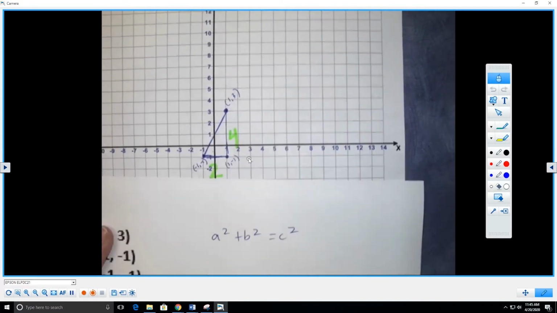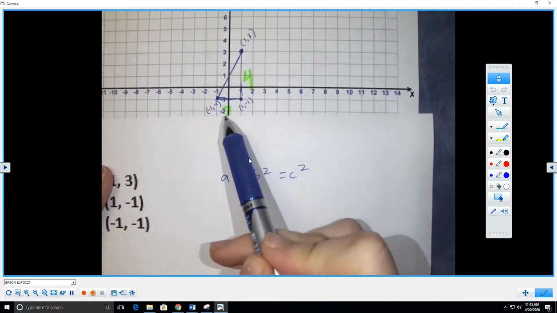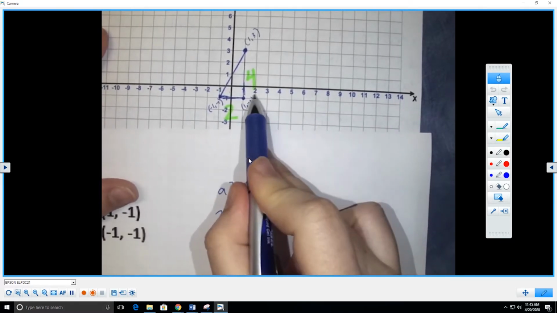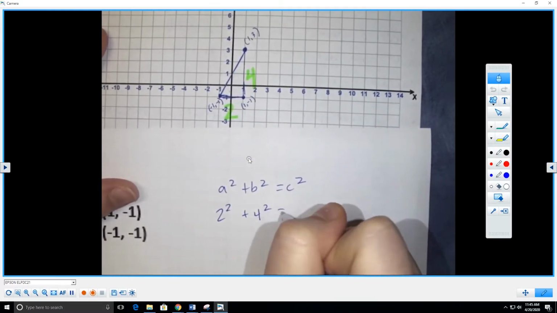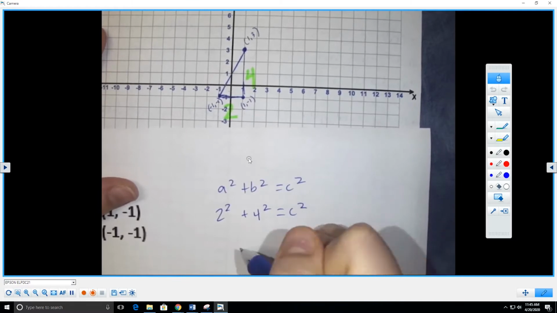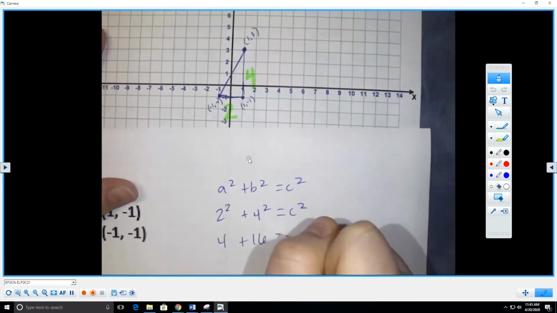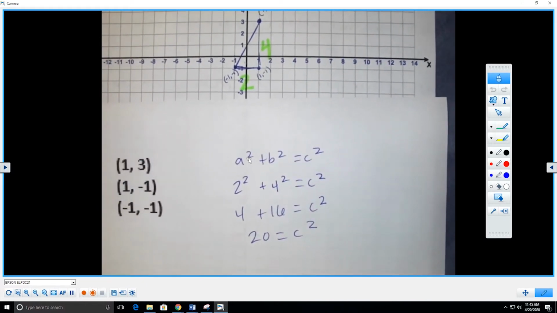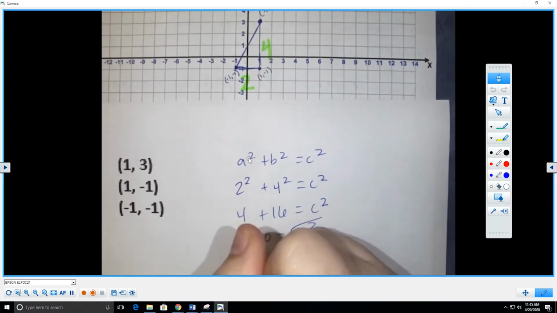So we have a leg of 2 and a leg of 4. And we're solving for that hypotenuse. So I have 4 plus 16 equals c squared. 20 equals c squared. Now, remember, to solve the equation for c, we need to take the square root of both sides. So you'll want your calculator or calculator app to help you, okay?